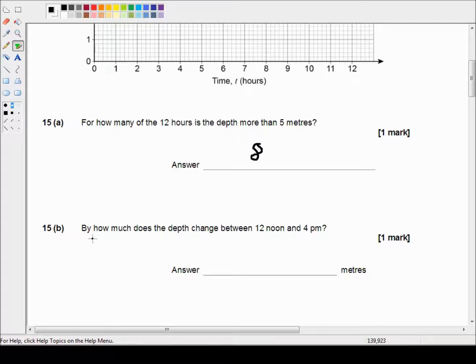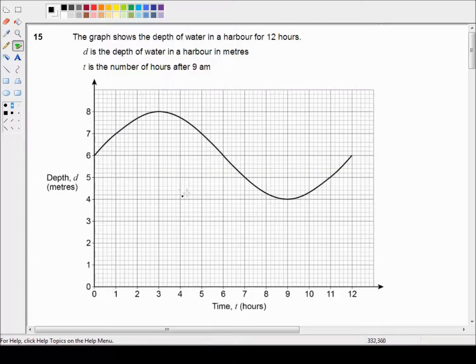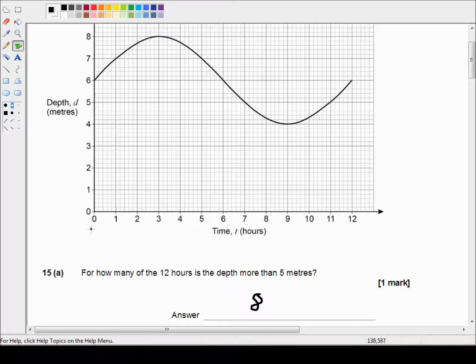And 15B says, by how much does the depth change between 12 noon and 4 PM? Okay, so where's 12 noon on the graph? T is the number of hours after 9 AM. So this is 9 AM. So 1 is 10 AM. 2 hours after 9 AM is 11 AM. So 3 hours after 9 AM is 12 noon.